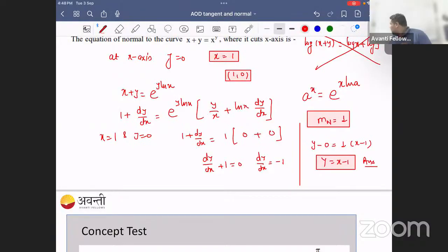Got it? Is this fine? भगत यही किया आपने? Bhagat, did you do the same thing? Very good. Anybody else who did the same thing? Reply in chat box quickly. Anybody else?